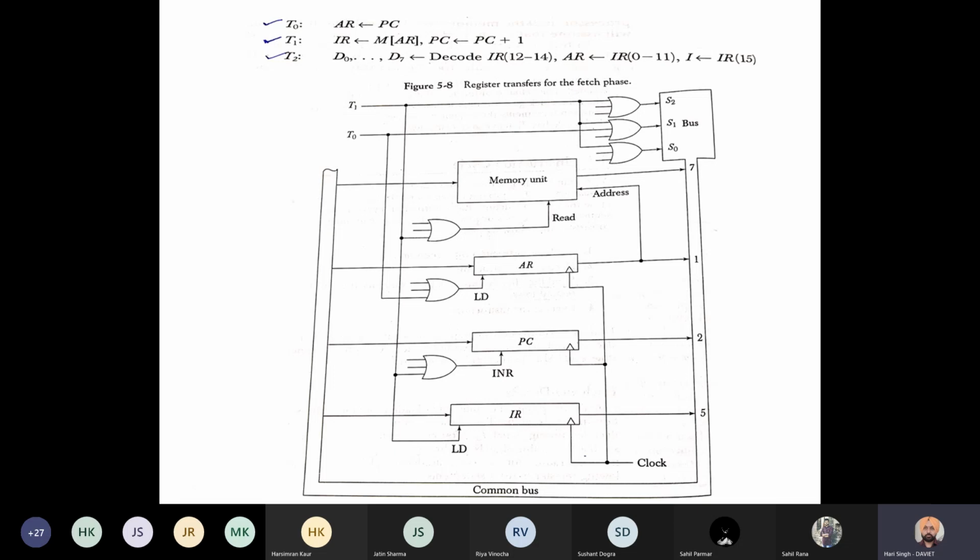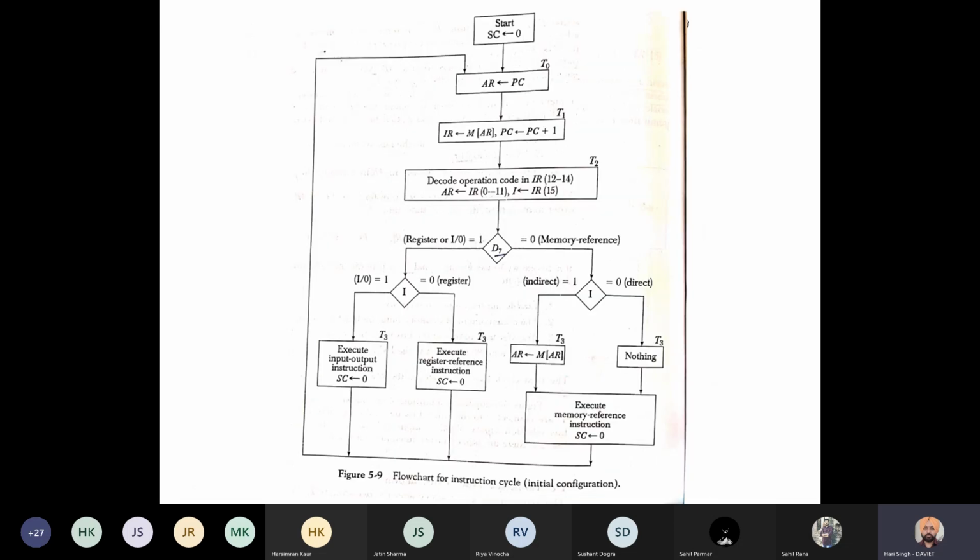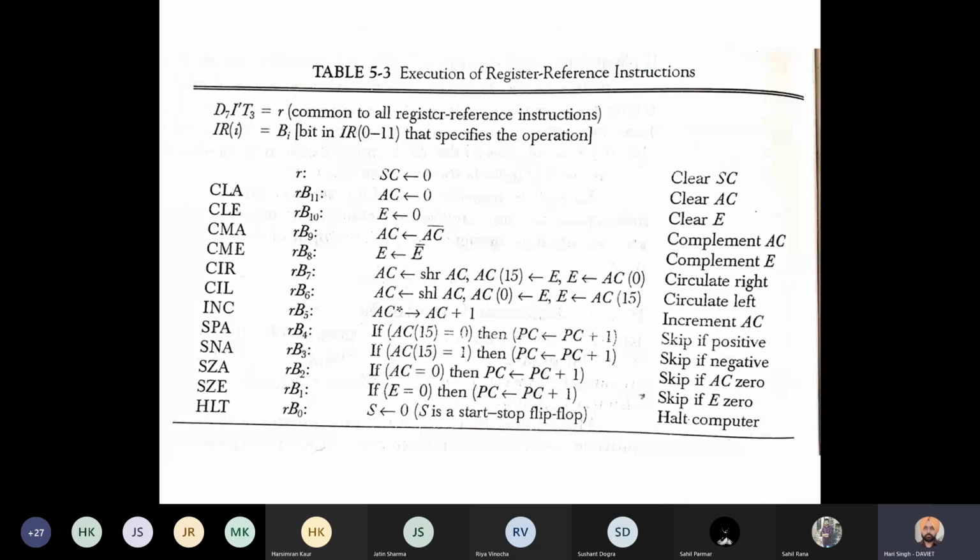So this is what we discussed in our previous lecture. Then after fetching the opcode, the control unit identifies the operation to be performed. It performs a decoding of the instruction. On decoding, the microprocessor or the CPU can find any type of instruction of these.